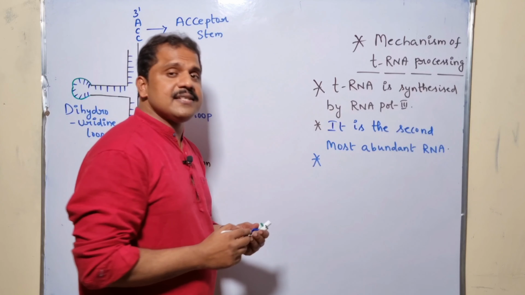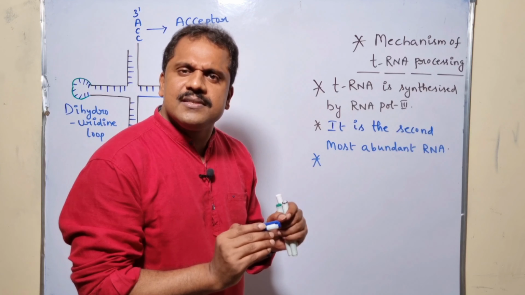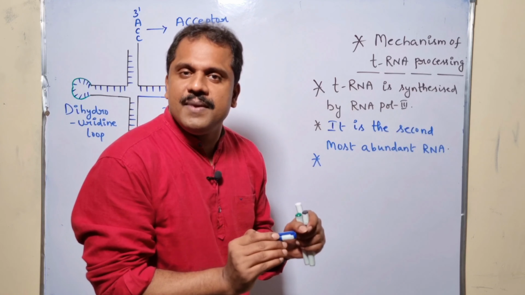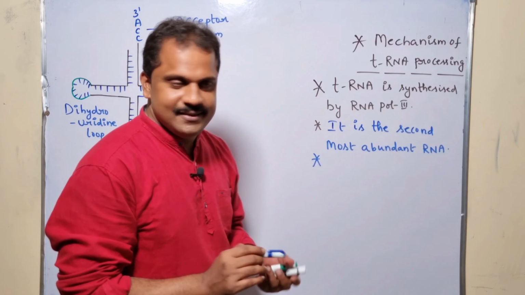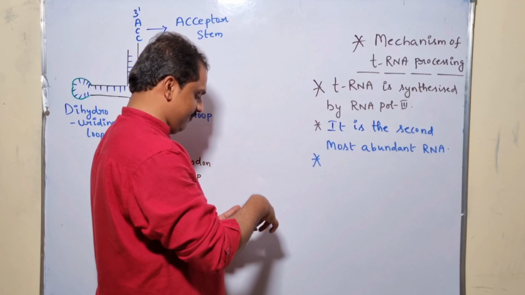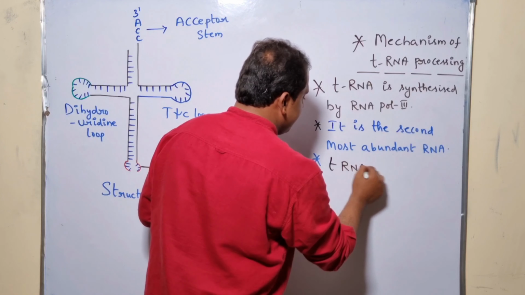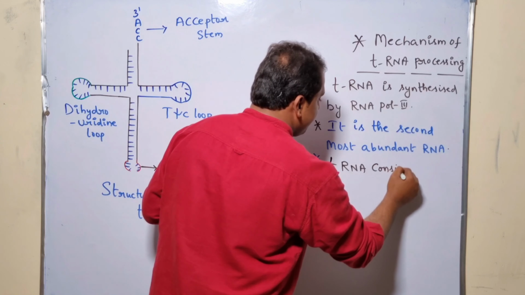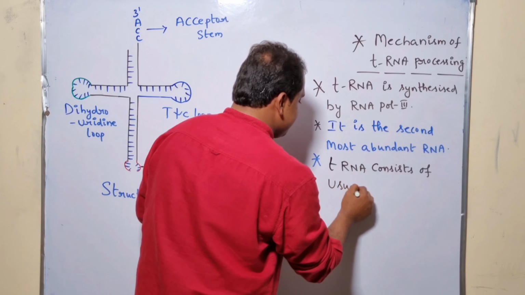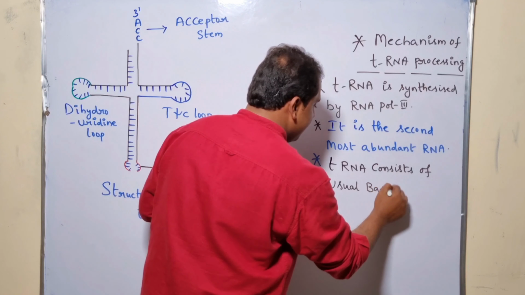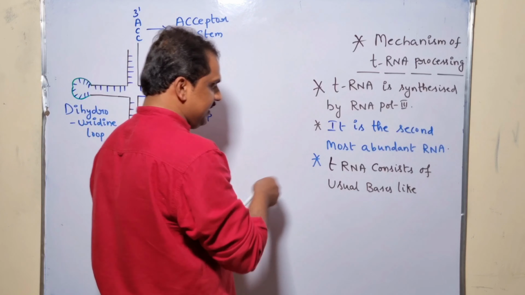So tRNA, like the other RNAs like rRNA and mRNA, also consists of certain usual bases like AUGC. Is it clear? So let me write it here. tRNA consists of usual bases like AUGC.